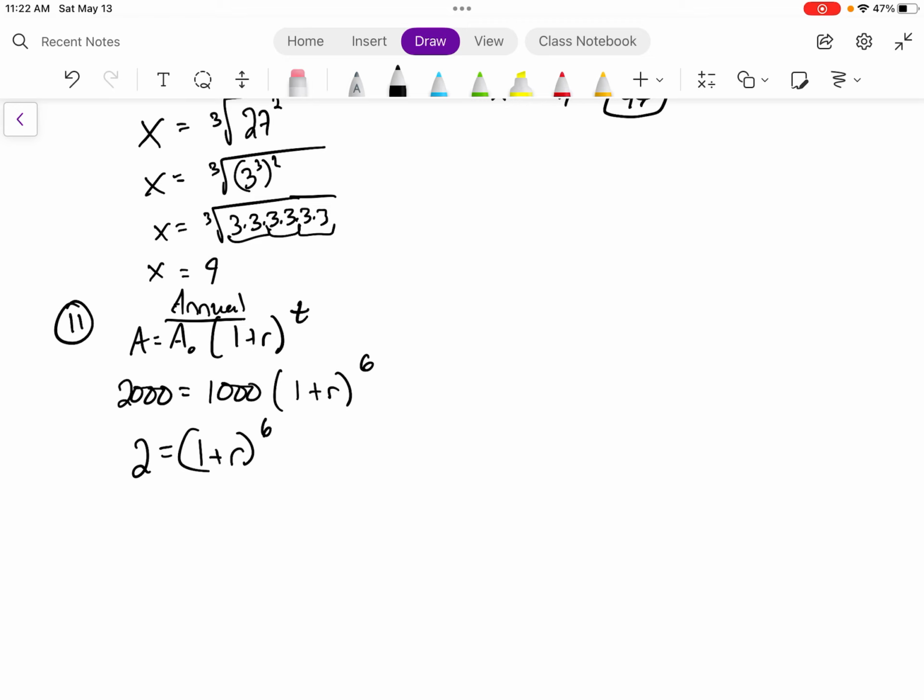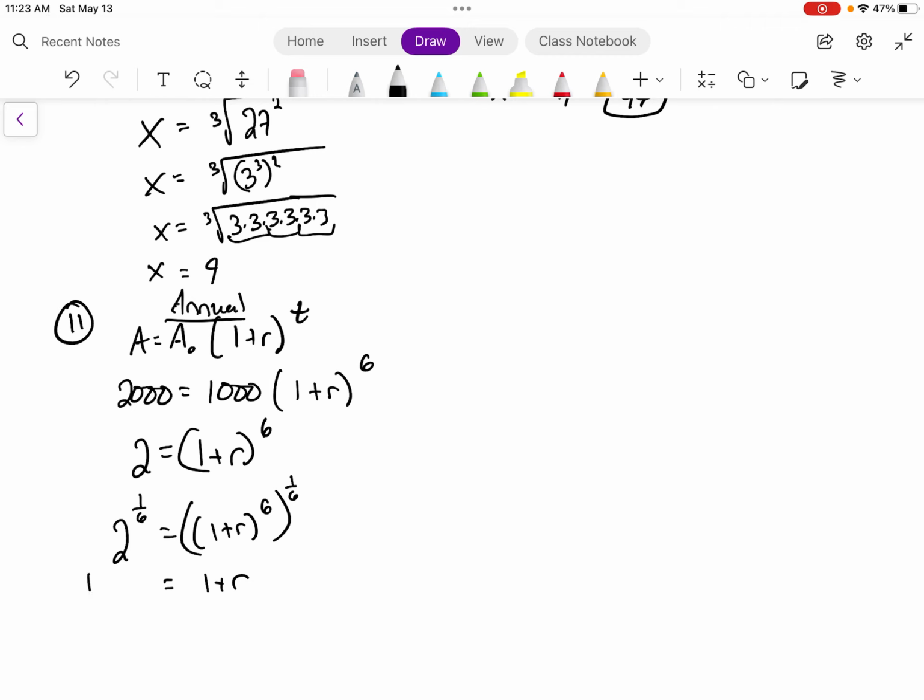Okay, and then I'm going to raise each side to the 1/6 power. The right side is just going to become 1 plus r. So the 6 and the 1/6 cancel. And this left side is just 2 raised to the 1/6. Now be very careful with your calculator that you don't do 2 raised to the 1 and then divide by 6. You're raising 2 to the 1/6, right?